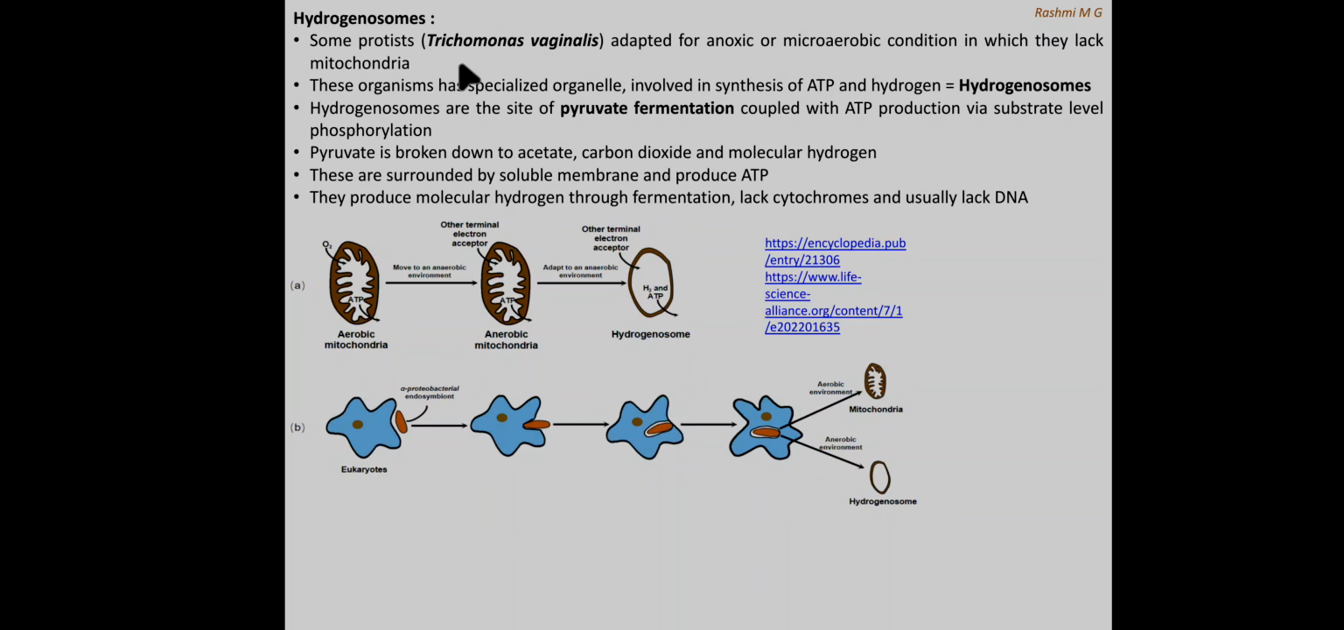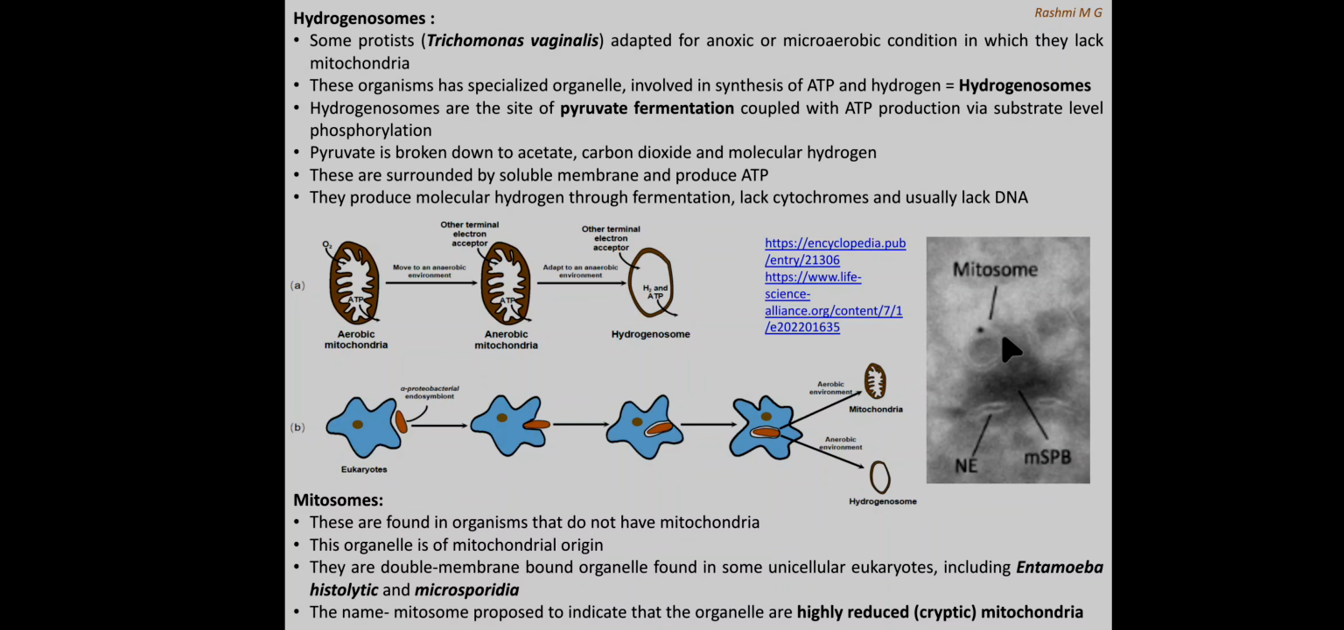Hydrogenosome is a specialized organelle in protists, especially in Trichomonas vaginalis, adapted for anoxic or microaerobic conditions, in which they lack mitochondria. They have this hydrogenosome. Hydrogenosomes are the site of pyruvate fermentation, which is involved in the synthesis of ATP and hydrogen. Pyruvate is broken down to acetate, carbon dioxide and molecular hydrogen. These are surrounded by a double membrane and produce ATP. They produce molecular hydrogen through fermentation. They lack cytochromes and usually lack DNA.